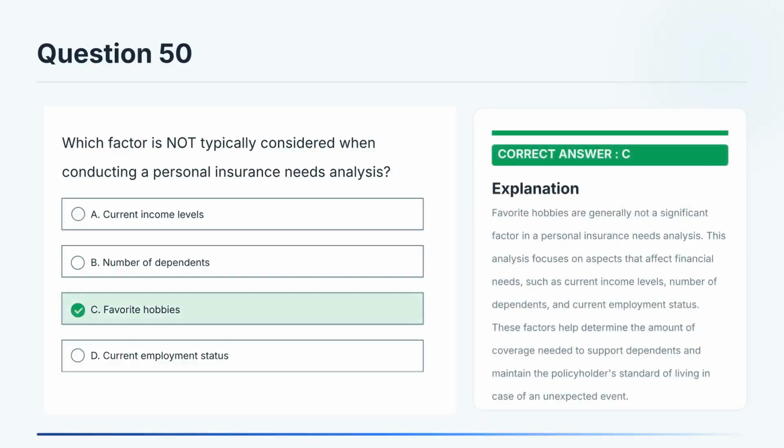The correct answer is C. Favorite hobbies. Favorite hobbies are generally not a significant factor in a personal insurance needs analysis. This analysis focuses on aspects that affect financial needs, such as current income levels, number of dependents, and current employment status. These factors help determine the amount of coverage needed to support dependents and maintain the policyholder's standard of living in case of an unexpected event.